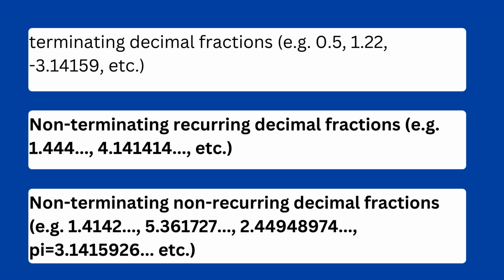And the same is the last example. We know that the value of pi is 3.1415926 and so on. This is also a non-terminating non-recurring decimal fraction. Here the group of integers is also not repeating.